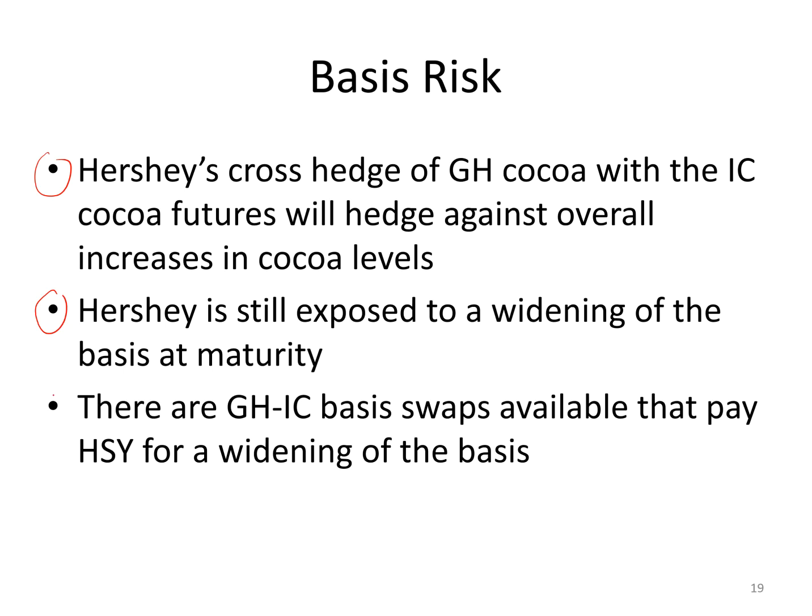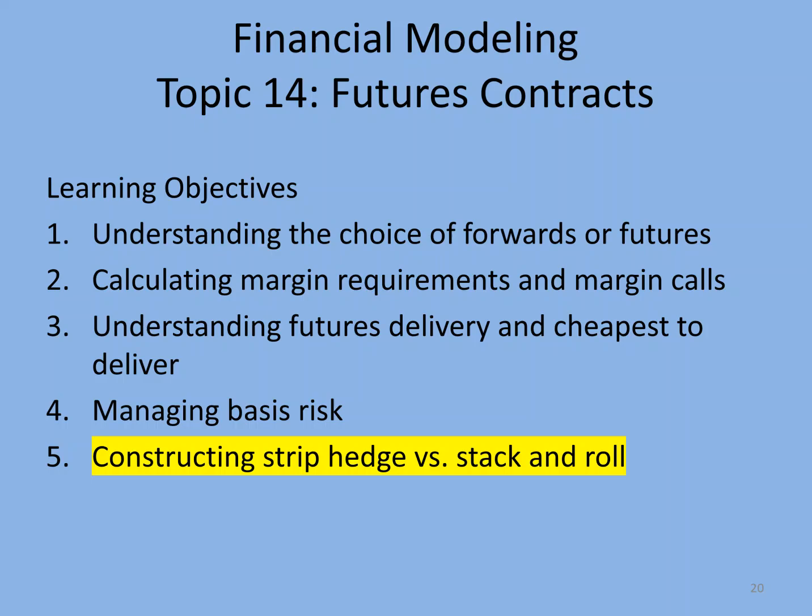Now, interestingly, you actually can buy another contract called Ghana Ivory Coast basis swaps. These are contracts that pay you for a widening in that basis. So another innovation in financial markets. So in this topic, we talked about managing the basis risks of a cross hedge.